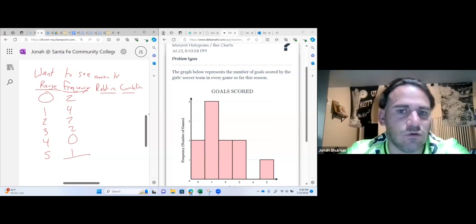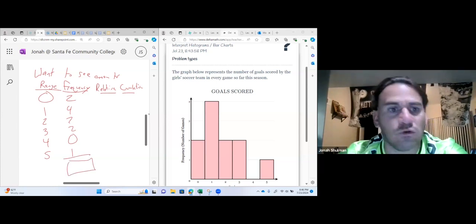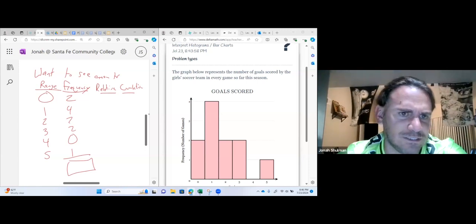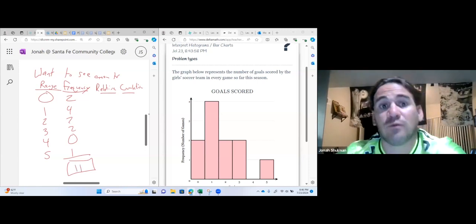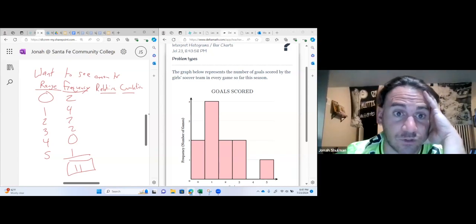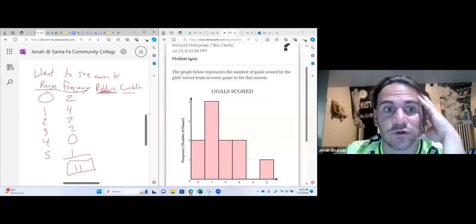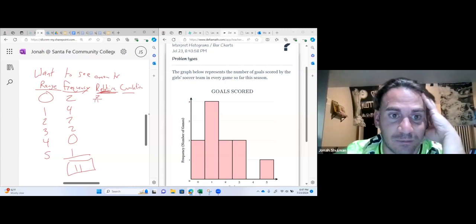So how many in total? How many total values do we have? How many goals scored, right? So it's 2 plus 4, which is 6, 8, 10, we have 11. Now, relative frequency is just out of the total. Relative just means out of the total. So this would be 2 out of 11. And we'd simplify, but none of these can be simplified. 4 out of 11, because 11 is a prime number. 2 out of 11, 2 out of 11, 0 out of 11, and 1 out of 11.